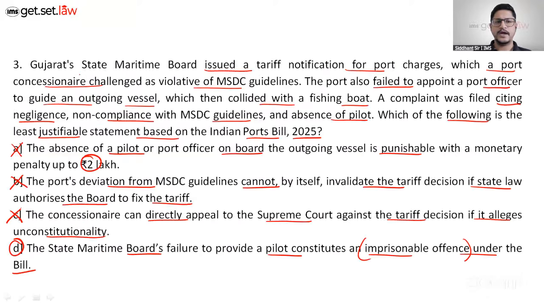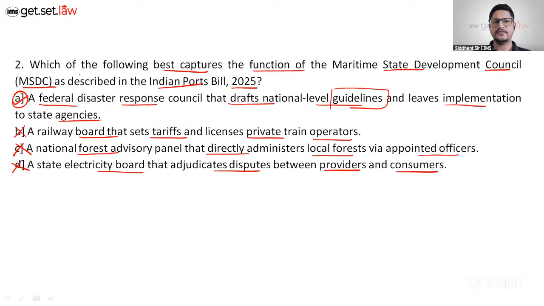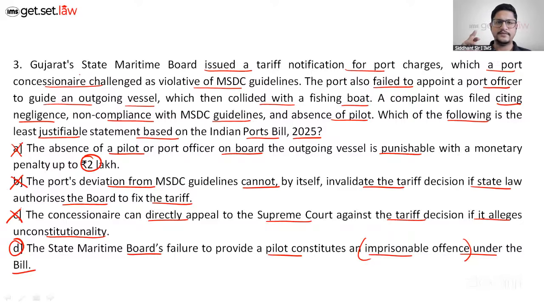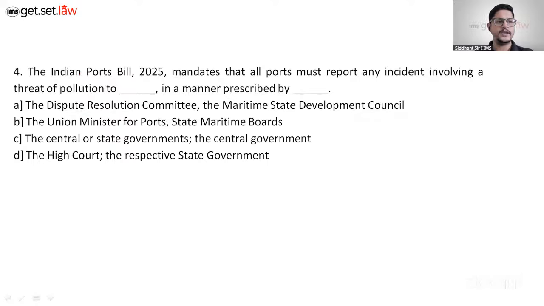Now you see how the lengthy ones, the first and the third, were quite lengthy facts as compared to the second and the fourth. Okay. So you have to just read and properly understand and comprehend it. Okay. Got it? Fair enough? Perfect. Now, the Indian Port Bill 2025 mandates that all ports must report an incident involving a threat of pollution to whom? In a manner prescribed by whom?